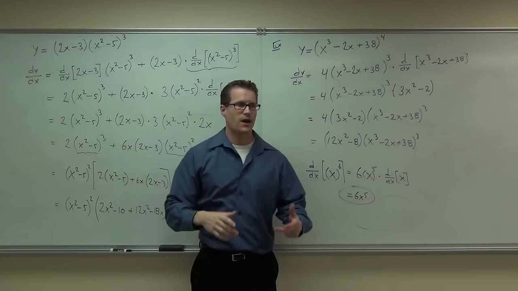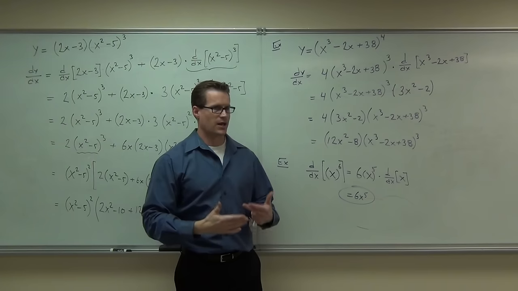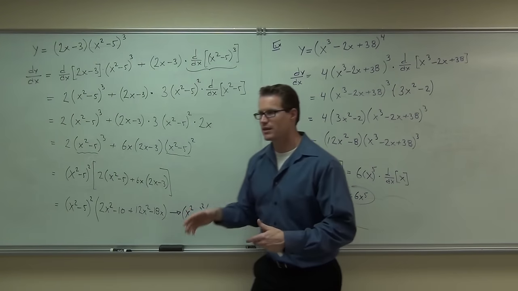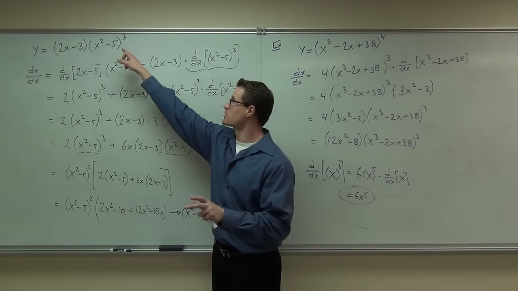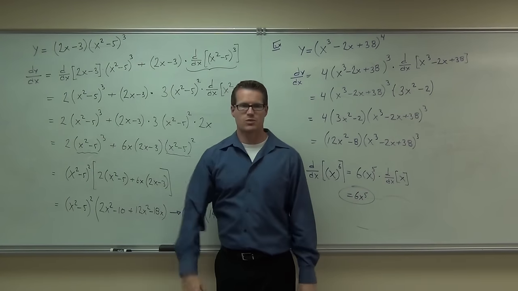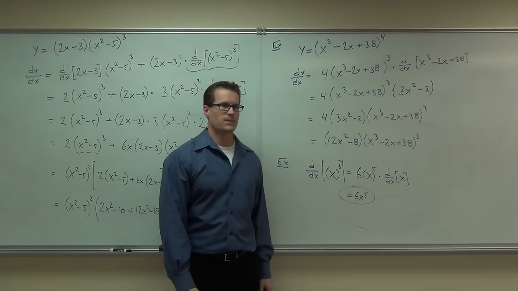So could I still find the equation of a tangent line at a point? Sure. I plug the x-coordinate in here to find my slope. I plug my x-coordinate into here to find my point. Then use y minus y1 equals m times x minus x1. And that's all we're doing. Okay, we're finding slope.